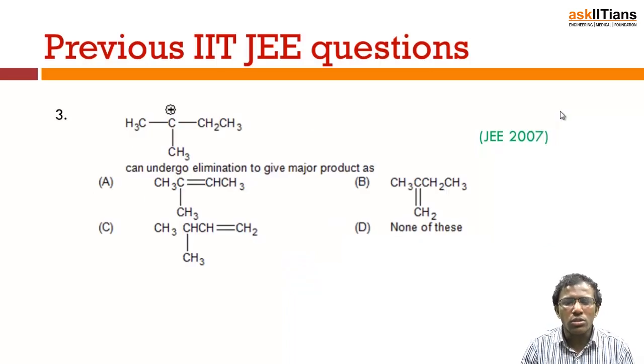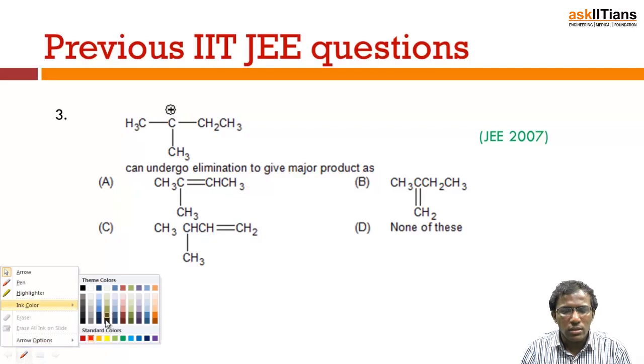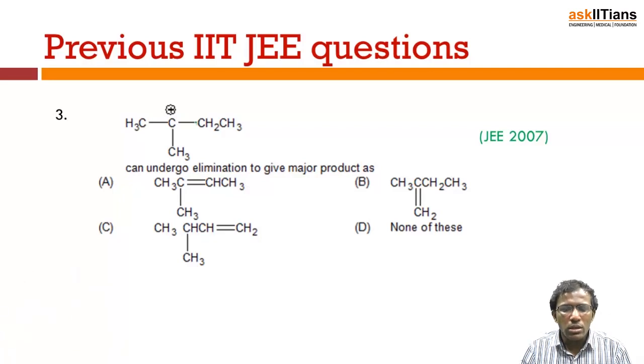And coming to the next question, the carbocation is given, so it can undergo elimination to give the major product as. So what major product is formed when this undergoes an elimination reaction? Always remember, the most substituted alkene is more stable, is formed in the major amount, and is formed at the faster rate.